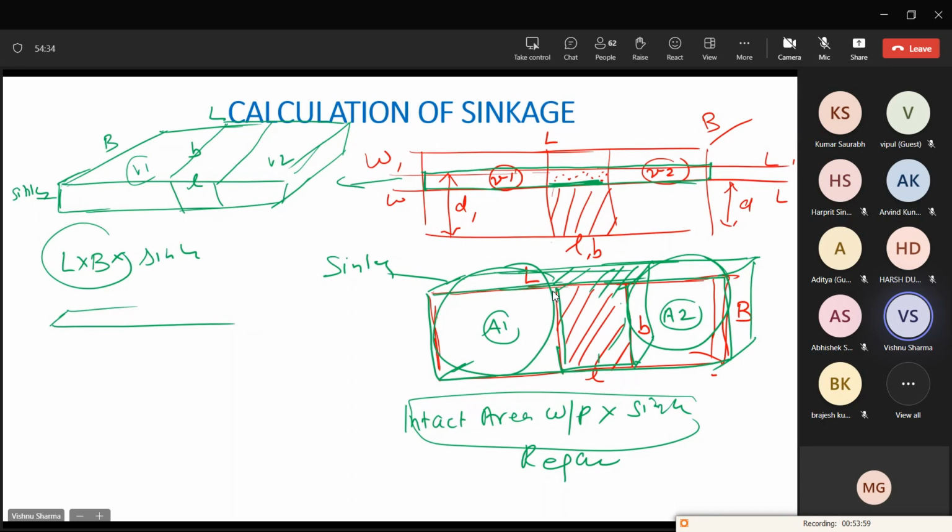Now, from the area of the whole page, if I remove this area which has been cut out, that means LB minus lb, then I'll be remaining with these two intact areas. Yes or no? And if I multiply this with sinkage, will I get the intact volume in 3D? Now, is it clear or still a doubt? Tell me. If you have not understood, I'll try to change it. Understood? Sure?